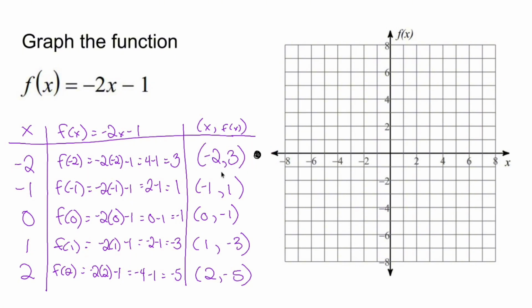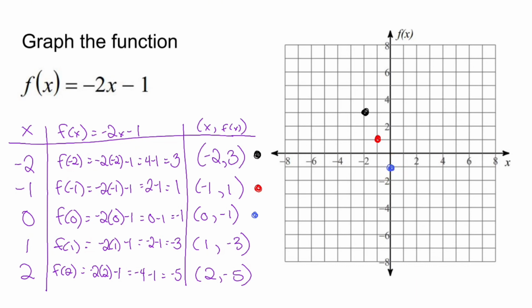Negative 2, 3 has me going from 0, 0, left 2, up 3. So left 1, 2, up 1, 2, 3, put a dot right there. Graphing the point negative 1, 1 has me going left 1, up 1, put a dot right there. 0, negative 1 has me not moving and going down 1. So start at 0, 0, don't move, go down 1.